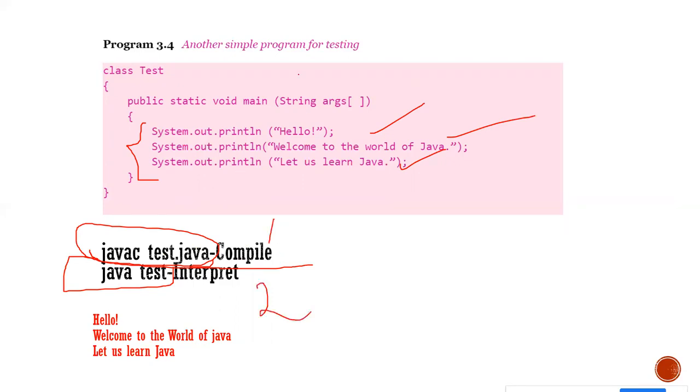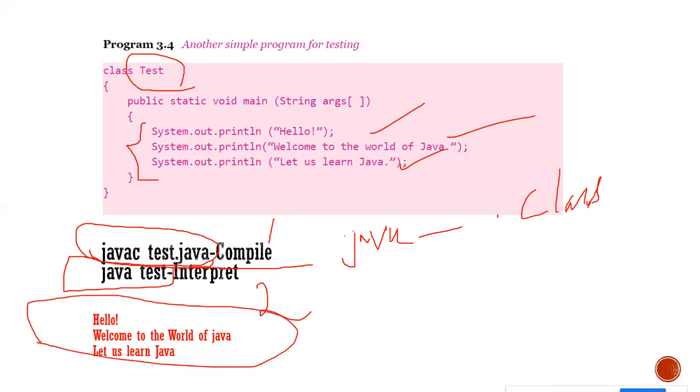For compilation, to run this program, I have to give javac space test.java. Why am I giving test? Because the class name is test. After compilation, the .java file will be converted to a .class file. In the second step, with java test, it will be interpreted and the output will be displayed.